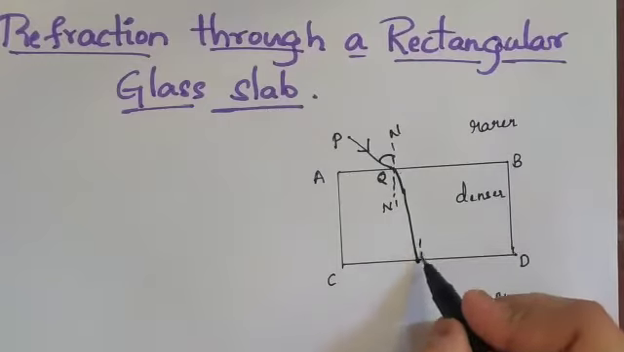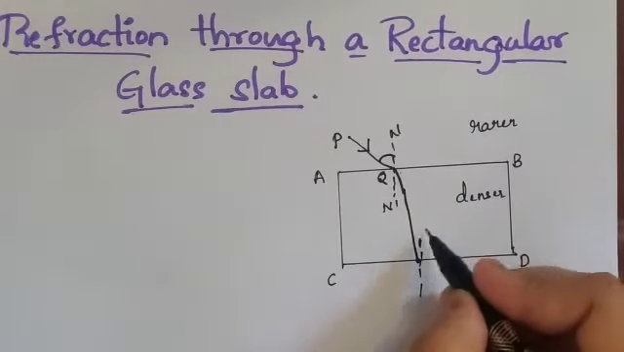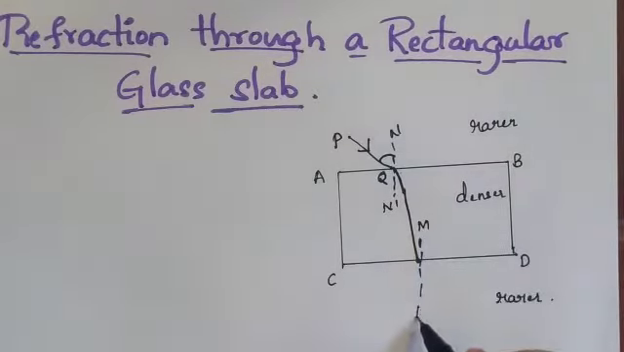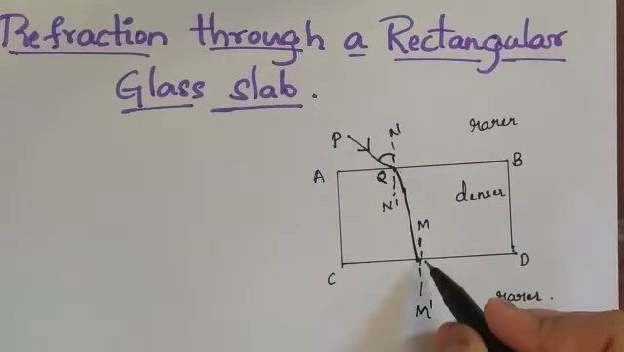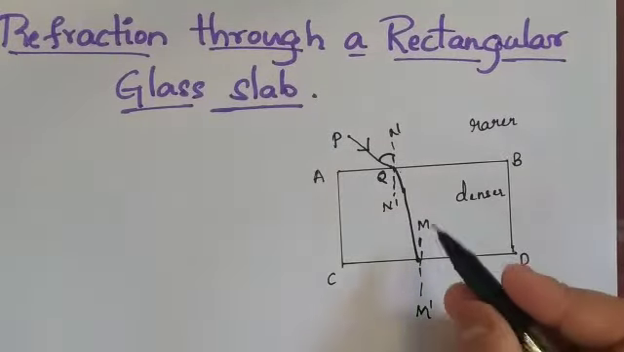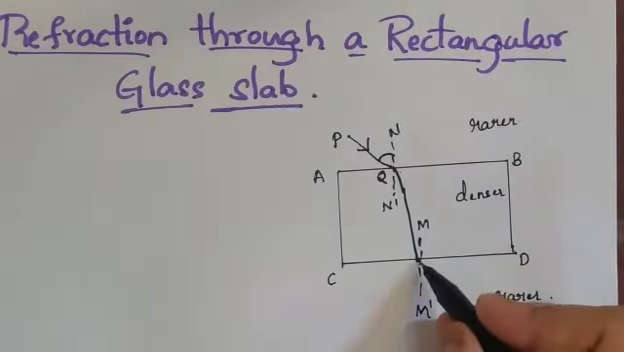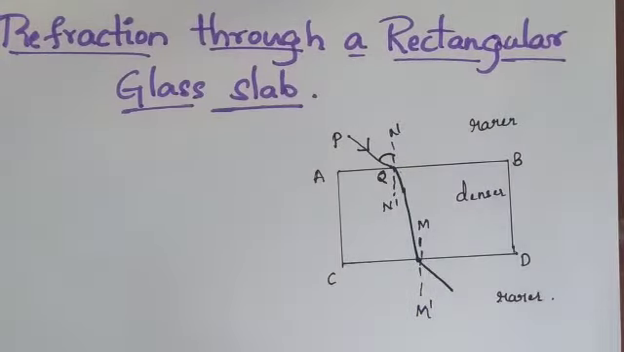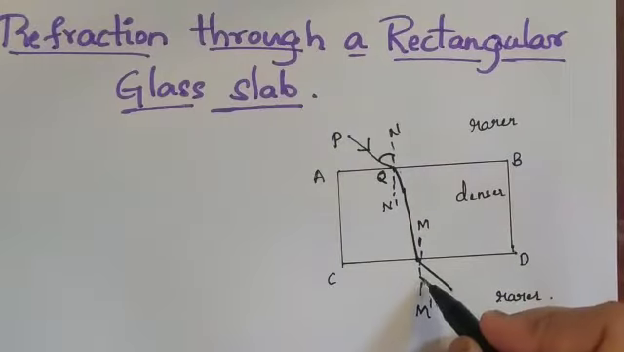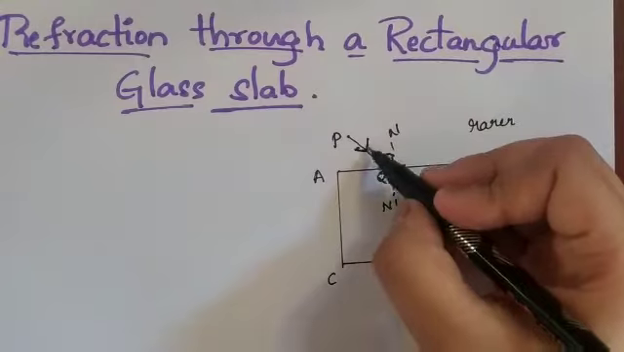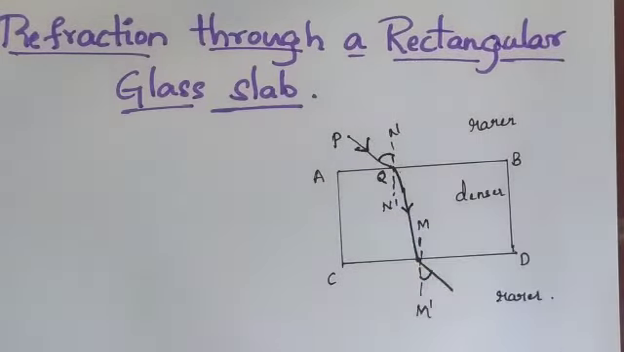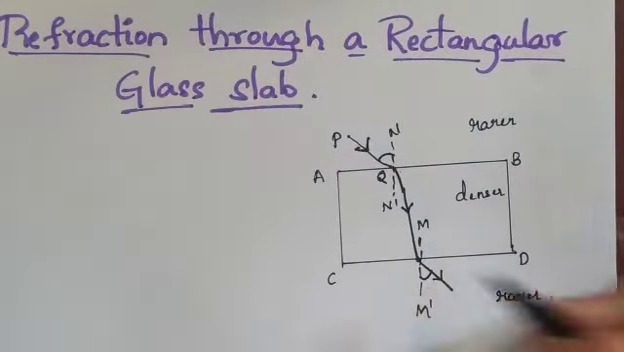For this also I am going to denote the normal line. I am going to take it as M and M dash. Now what happens when the light ray travels from denser medium to rarer medium? When a light ray travels from denser medium to rarer medium, the light ray bends away from the normal, isn't it? This is away from the normal, the light ray has bent. Arrow mark should be there. This is the incident ray and it passes through here.